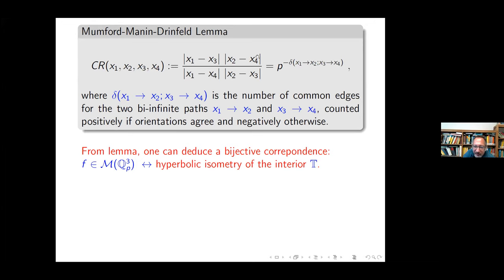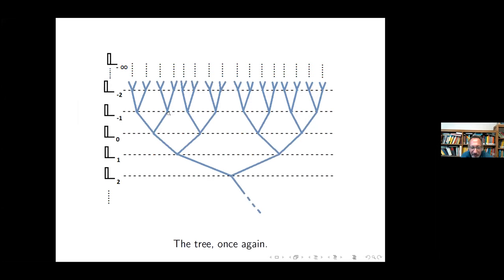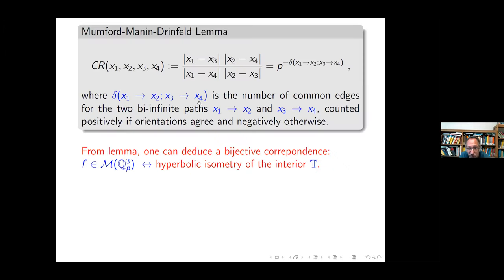So if you have 4 points on the boundary, the cross ratio is given by this formula. You see, if you take two leaves at infinity, there is a unique geodesic, which is a bi-infinite path where you come down and then go back up, right? Which is the analog of the ideal geodesics in the Lobachevsky plane. You take the one going from x1 to x2, you take the one going from x3 to x4, and so, okay, several things can happen.